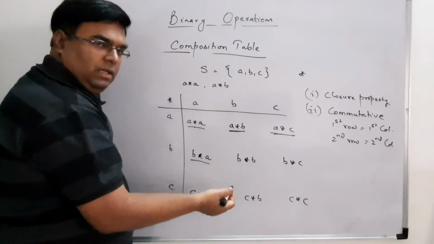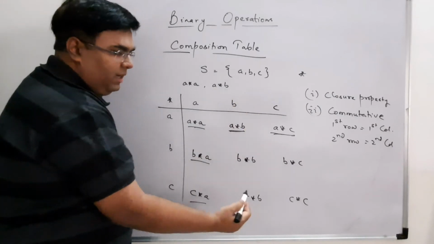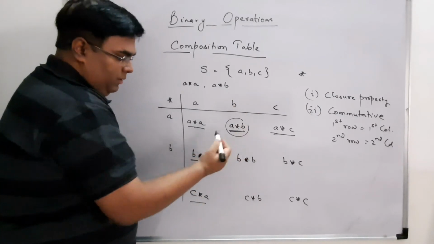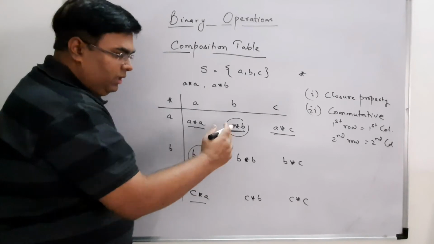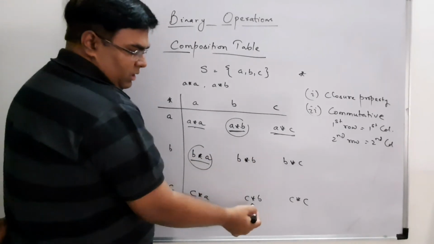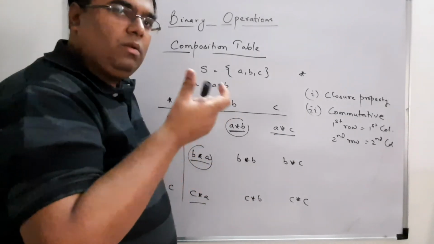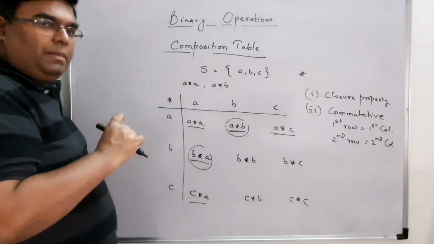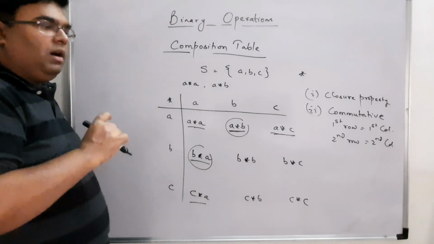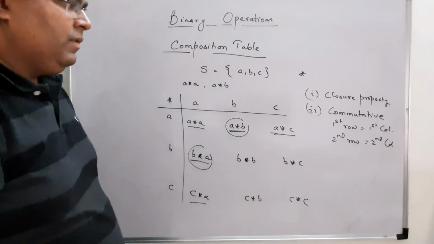Similarly for any row, if I try the second row and second column, the first element is A cross B and B cross A, both are equal, right? B cross B, same. B cross C and C cross B, these two are equal. So if the corresponding row and the corresponding column elements are equal, then we can say it is commutative. Okay.